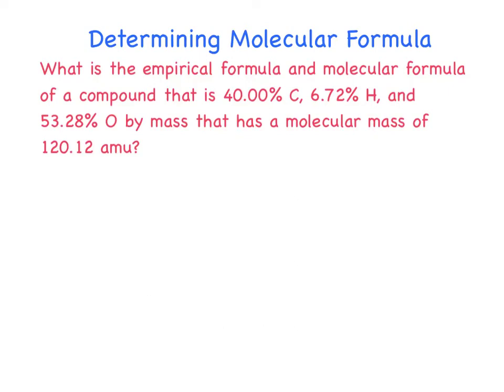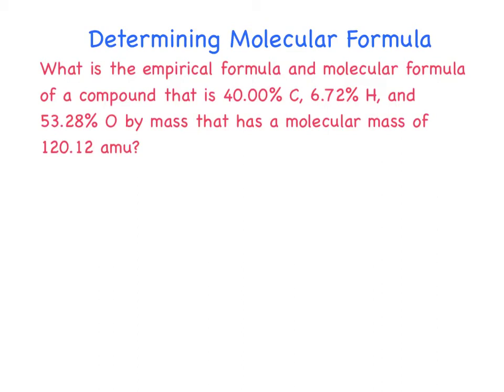Alright, so if you notice this problem, this is actually the same problem that we had before. 40% carbon, 6.72% hydrogen, 53.28% oxygen. So we already know the empirical formula from our problem before, but here is the added part. It has a molecular mass of 120.12 AMUs. Now, that is for the molecular formula, and so we can determine the molecular formula from this.